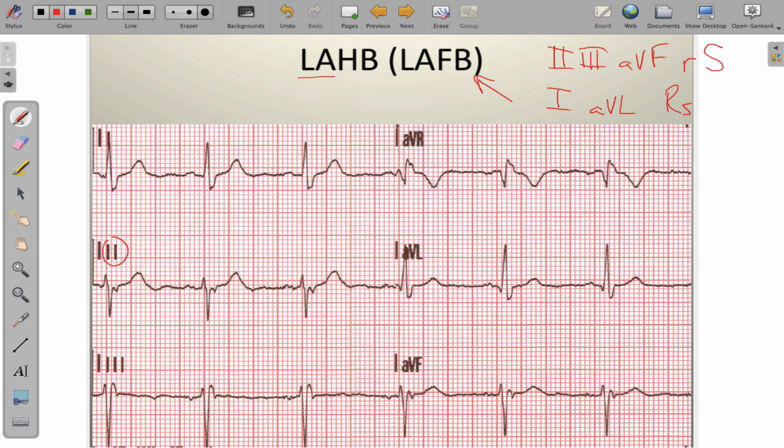So let's take a look. Here are leads 2, 3, and AVF. In fact, if we look here, we have a small R wave followed by a deep S wave. So, yep, we have little R's and big S's in leads 2, 3, and AVF. Now we're going to do the same thing. Let's take a look at lead 1 and AVL. Here we have a big R wave followed by a small S. So this tracing is the textbook classic presentation of left anterior hemiblock.